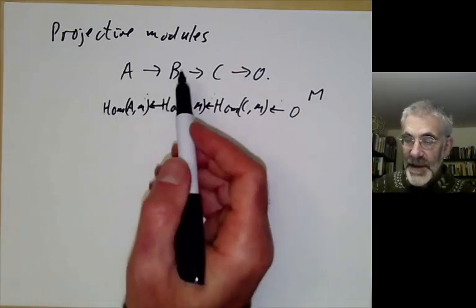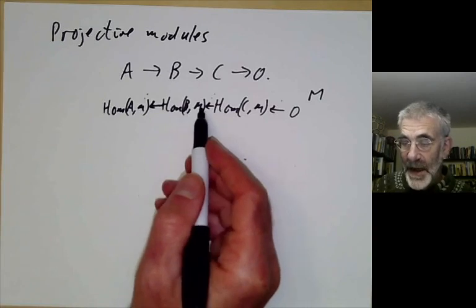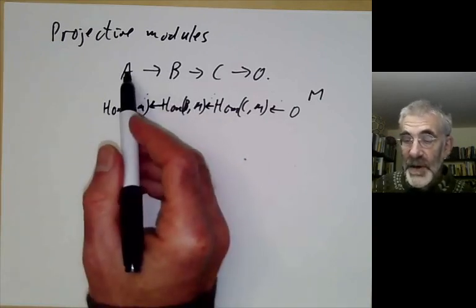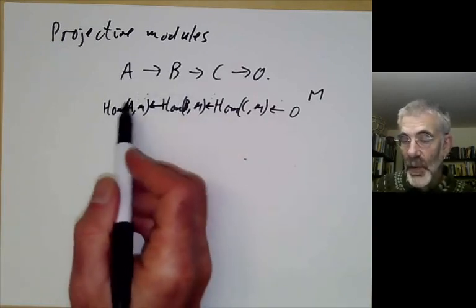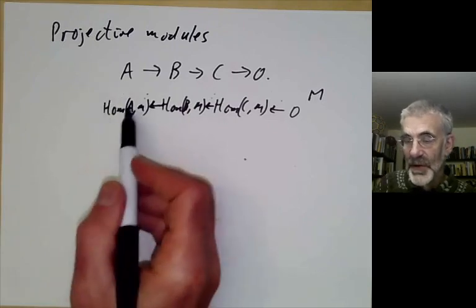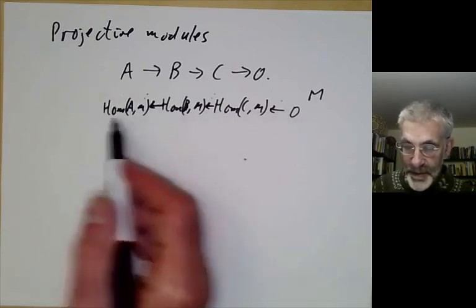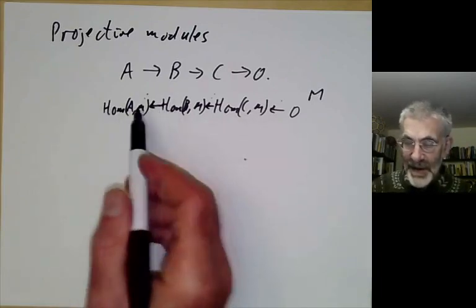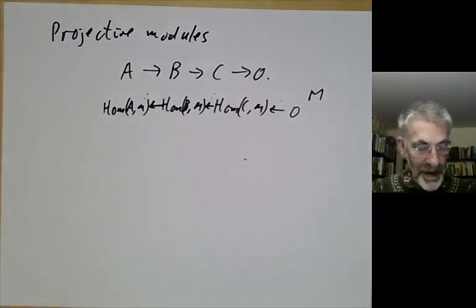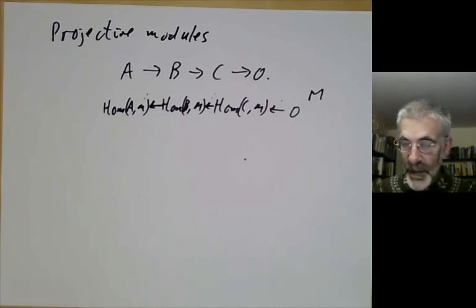And the reason for that is you've got a homomorphism from B to M. You can compose it with a morphism from A to B and get a homomorphism from A to M, but you can't go back from this group to this group. So we've got a contravariant functor in some sense.